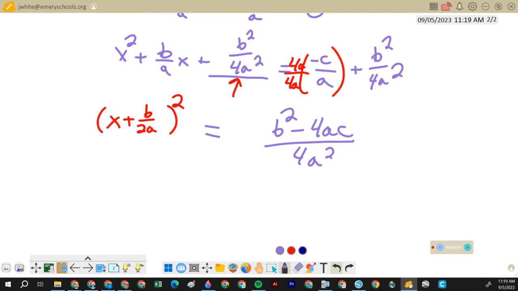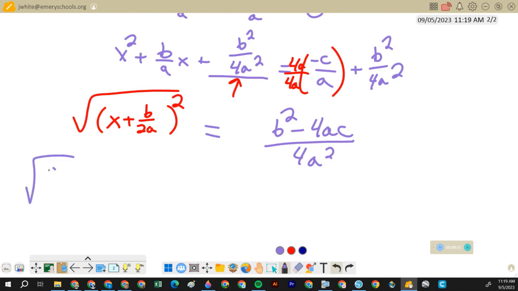So how do I get to the x? I have x plus b over 2a squared. If I was completing the square, what would I do? I would square root, right? So I square root, and on the other side, I'm going to square root. The square root of the whole thing is equal to the square root of the top divided by the square root of the bottom. Everybody agree?